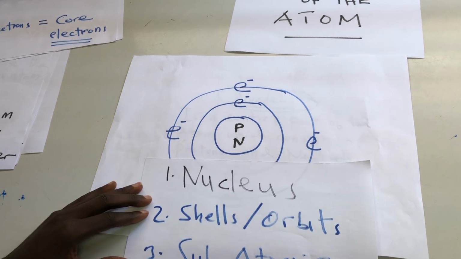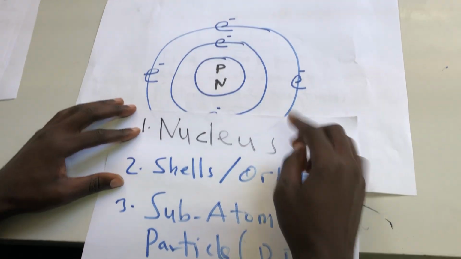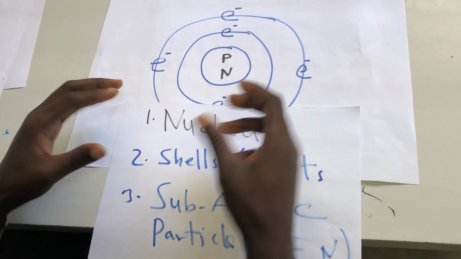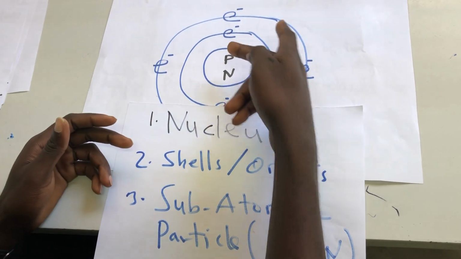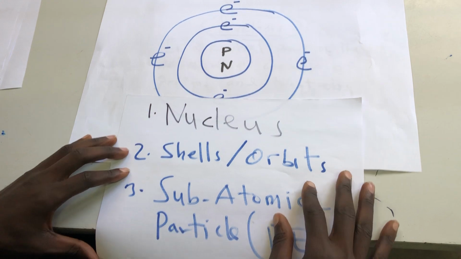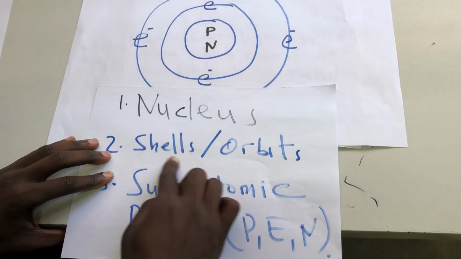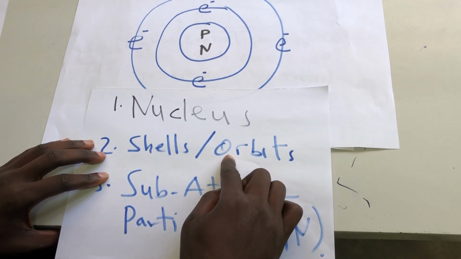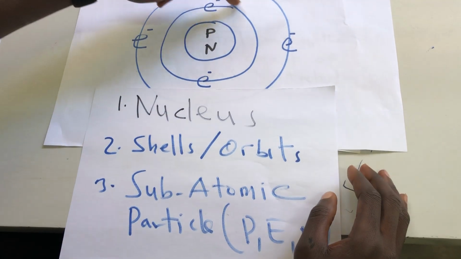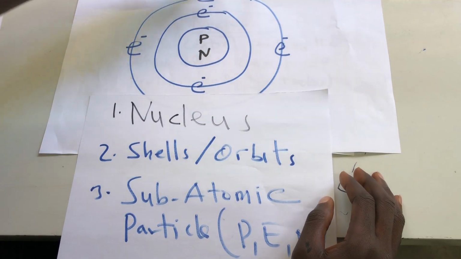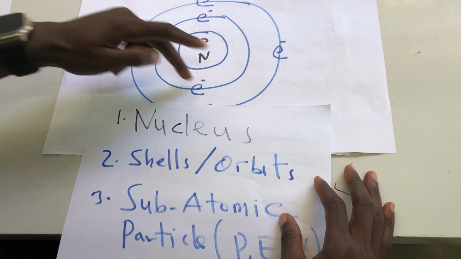Kitu cha kwanza alisema ni nucleus, ambayo inakuwa ni central part of the atoms, ambayo kazi yake ni kukeli protons pamoja na neutrons. And also we have shells or orbit, sometimes tunaziita energy level. Ni hizi cycles ambazo zinakuwa zinaizunguka nucleus.